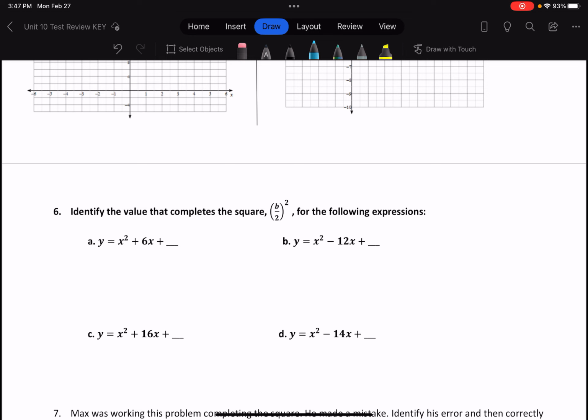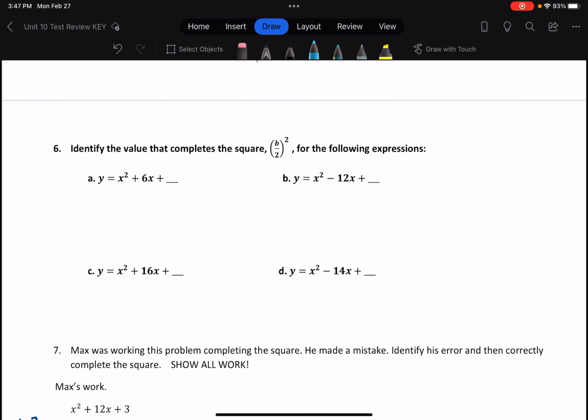So we're on problem 6, and problem 6 talks about identifying the value that completes the square. So we're looking for that b over 2 squared term for the following expression. You guys probably saw some like this on your Delta Math. So for problem A, I want to look for my b value. And in this case, it is 6. And I know that 6 divided by 2 is 3. And 3 squared will give me 9. So the value I'm looking for here, my perfect square value, is 9.